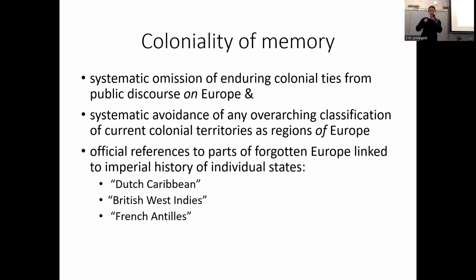What we hear is that these are places in the Dutch Caribbean. They were not represented on the European Union map because they're tiny, but they're there. We hear about the British West Indies. We hear about the French Antilles, but the reference is always to the nation state that claims them, never to Europe. They're not Europe's, they're this state's business somehow. There's a lot of business like that.